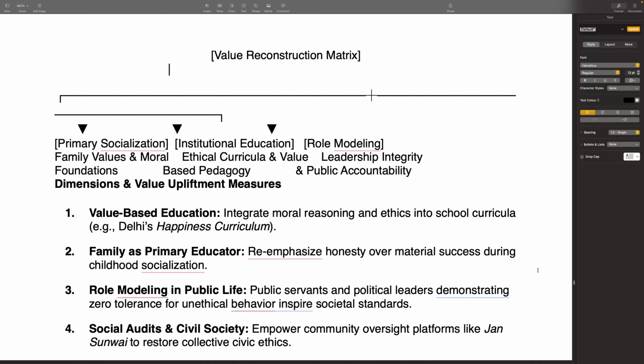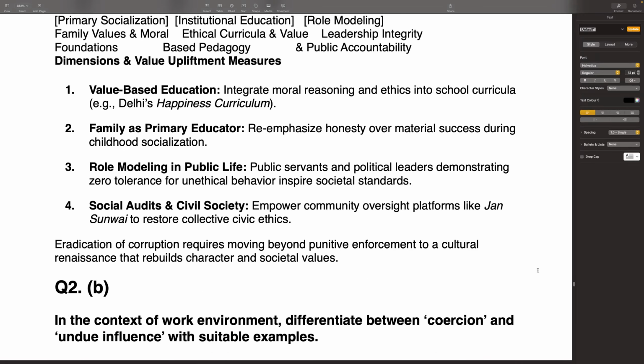Value reconstruction matrix. This is the flow diagram, with dimensions and value upliftment measures. Value-based education: integrate moral reasoning and ethics into school curricula. Example, Delhi's happiness curriculum. Family as primary educators: re-emphasize honesty over material success during childhood socialization.